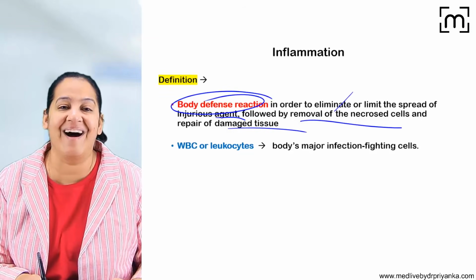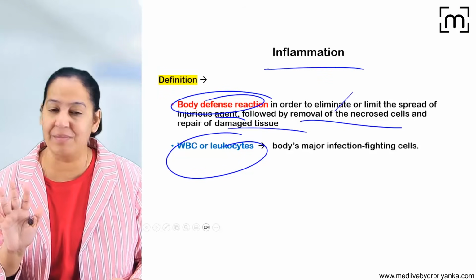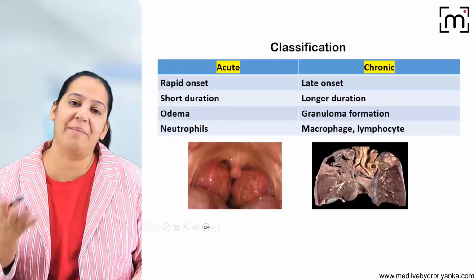Who is the army? The army is the WBC. So army is WBC. So inflammation is the defense mechanism. Don't learn the definition. Understand and describe in your own words.